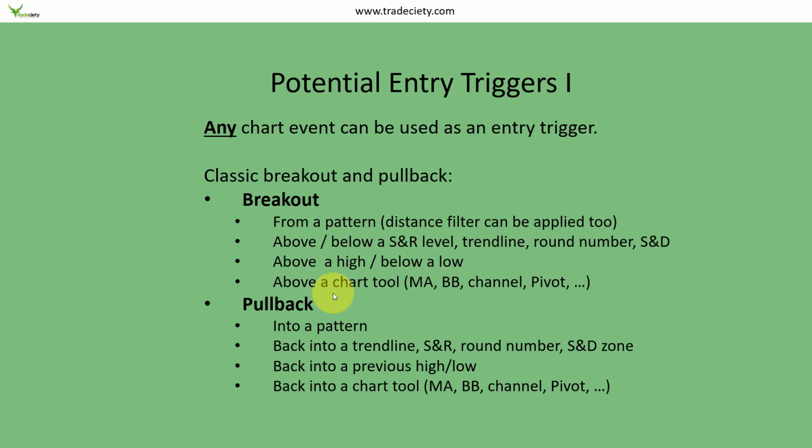We could have a breakout from any chart tool really, so we could use any moving average. We could trade a breakout through a Bollinger Band, a Donchian channel, a Keltner channel, a regular trendline channel. We could use a breakout through a pivot point as well. Then we could look at pullbacks, and we could have the market pulling back into a pattern. So this would be maybe similar to a retest approach.